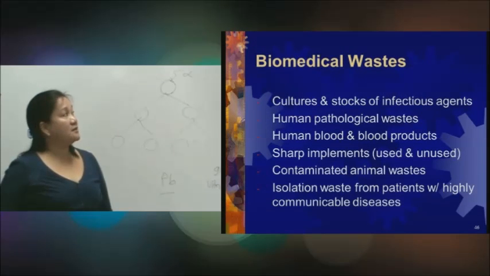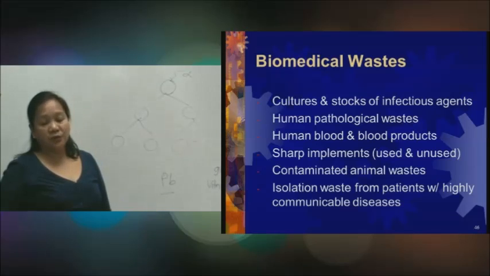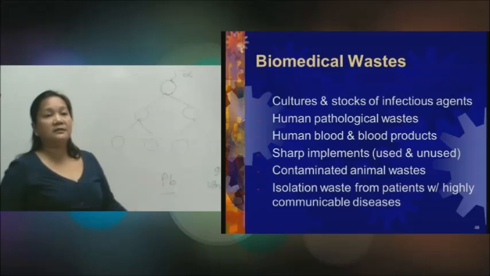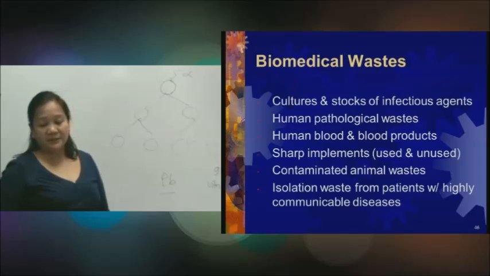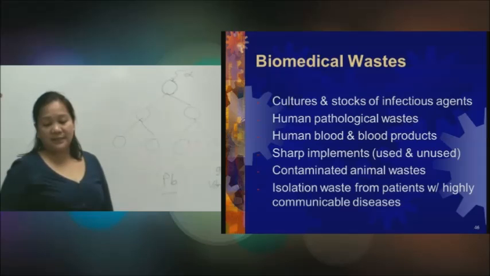Another type of hazardous waste are called biomedical waste. These refer to cultures and stocks of infectious agents, or this may also include human pathological waste coming from hospitals, human blood and blood products, and even the sharp elements, whether used or unused, as well as contaminated animal waste, probably from veterinary hospitals. And these may also come from isolated waste from patients with highly communicable diseases.